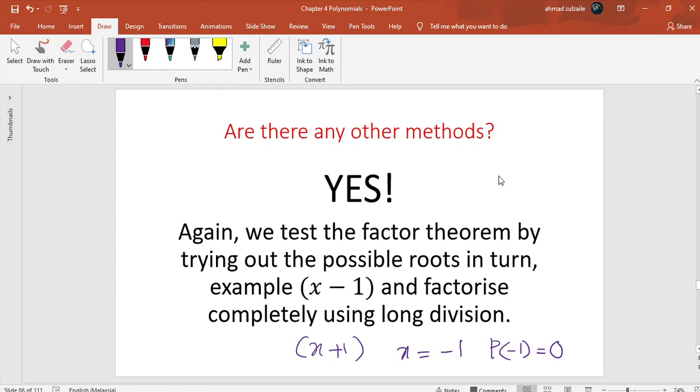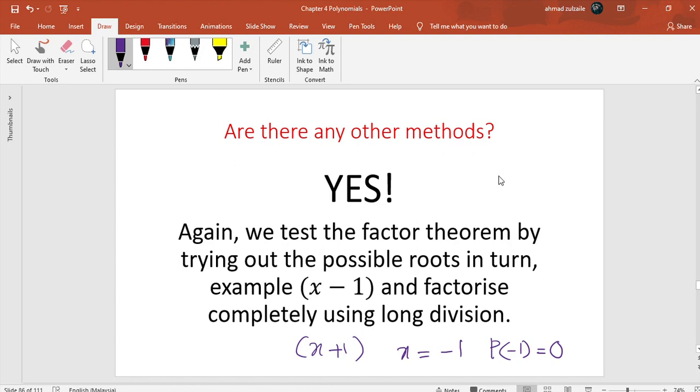After that, you can use long division to determine the remaining factors. Remember that when you have a cubic, you will have 3 factors for your polynomial. So you can start with x minus 1. If, when you substitute the value into the polynomial, it doesn't give you a 0 remainder, you can try the next one, which is x plus 1. Usually one of these numbers will be a factor of the polynomial.